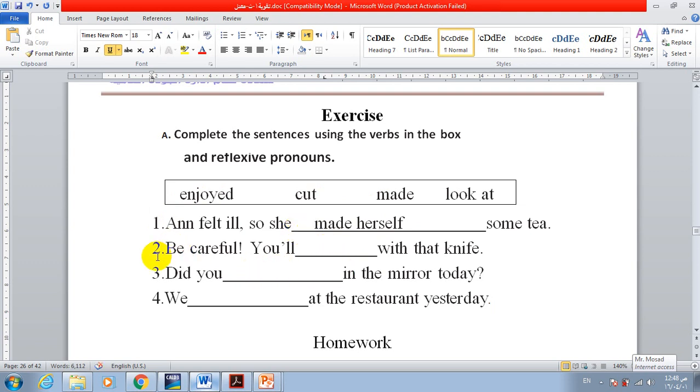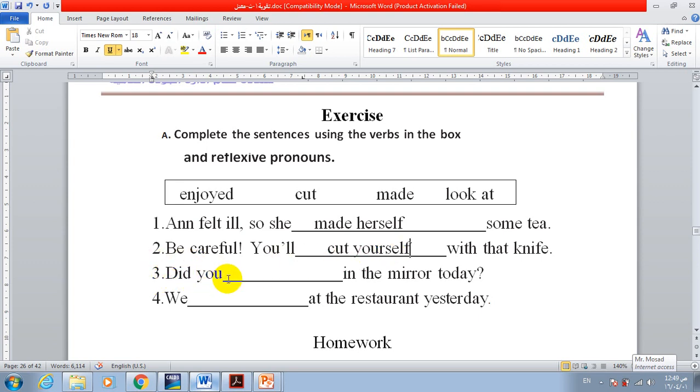Okay. Number 2, be careful, you'll blank with that knife. What is the right answer here? Very good. The right answer here is the verb cut and the reflexive pronoun yourself. Why yourself? Because I told you before, the subject pronoun here is you, so the reflexive pronoun must be yourself.